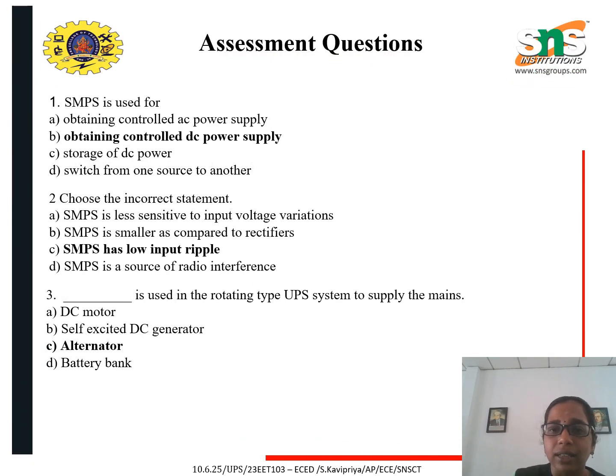And next is the assessment question. SMPS is used for obtaining the controlled DC power supply. The statement which is incorrect is that SMPS has a very low input ripple. An alternator is used in the rotating type UPS system to supply the main power.